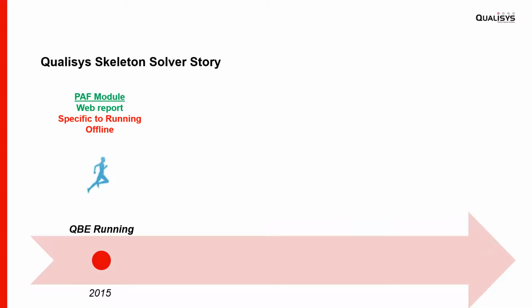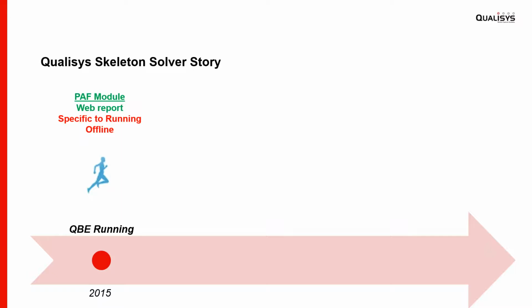Here is a bit of a timeline regarding the skeleton solver at Qualisys. In 2015, we started with our skeleton solver, but it was inside our PAF module for sports, and it was very specific to running, and very offline. So we gathered a lot of feedback.